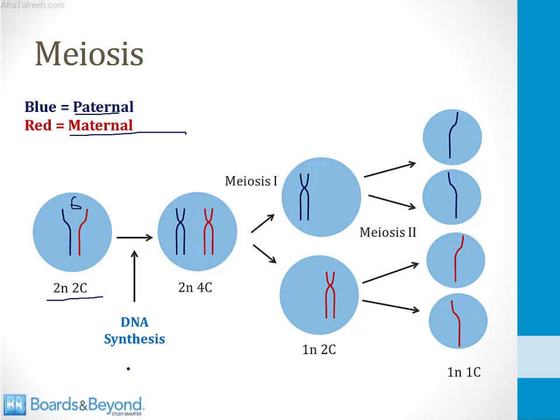So as cells go through meiosis, for example, sperm cells going through meiosis, the first thing they will do is undergo DNA synthesis, and we will then generate a cell that is 2N4C. It still has only two chromosomes, one's blue and one's red, but each chromosome has two copies, in other words, two chromatids, so it's now 2N4C. The cells will then go through the first stage of meiosis and separate into two daughter cells, which will each be 1N2C, and then the cells will go through meiosis 2 and become haploid cells that are 1N1C.